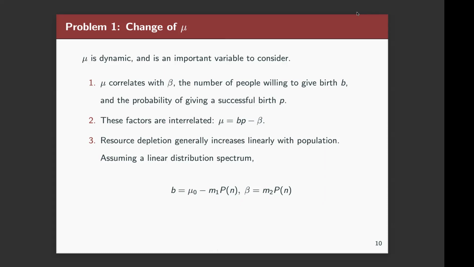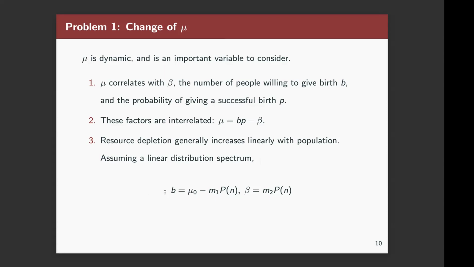And so now we want to see how B changes with the population P, like uppercase P. And now this is going to be actually very difficult. So here we made some very rough approximations. We make the assumption that resources are going to be depleted as the population increases. And this depletion is linear with the population increase.